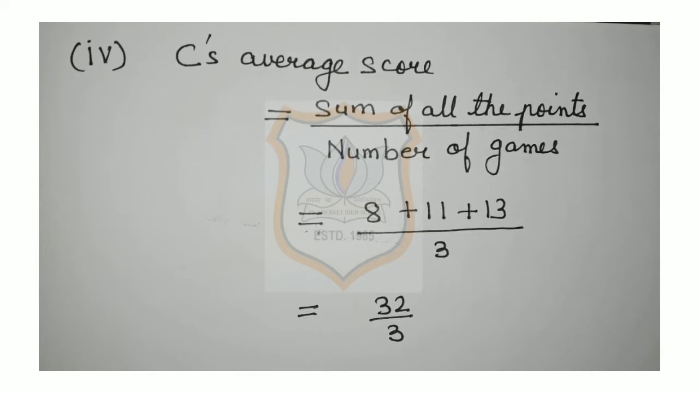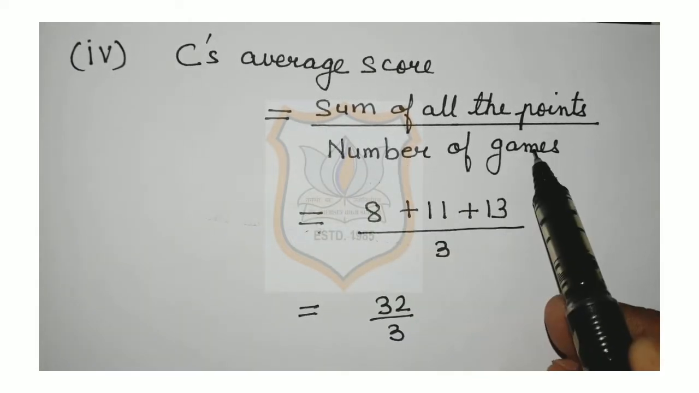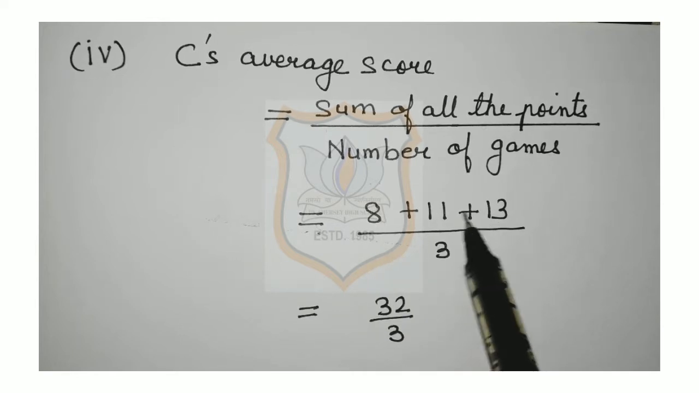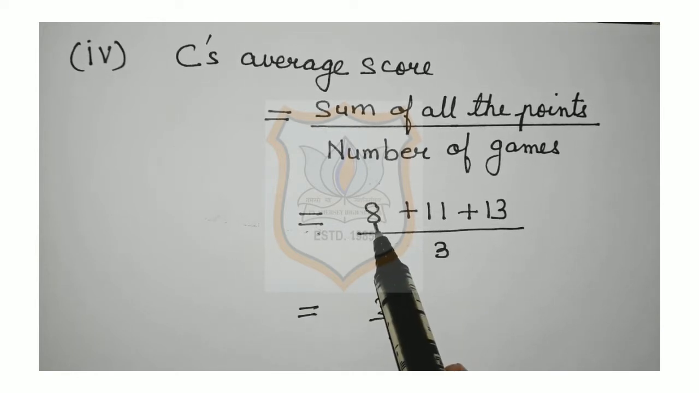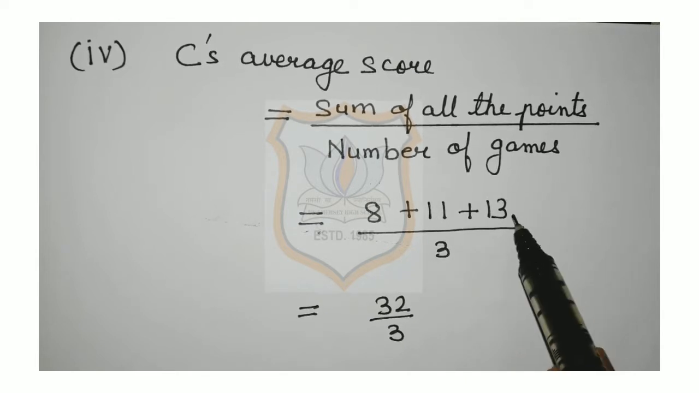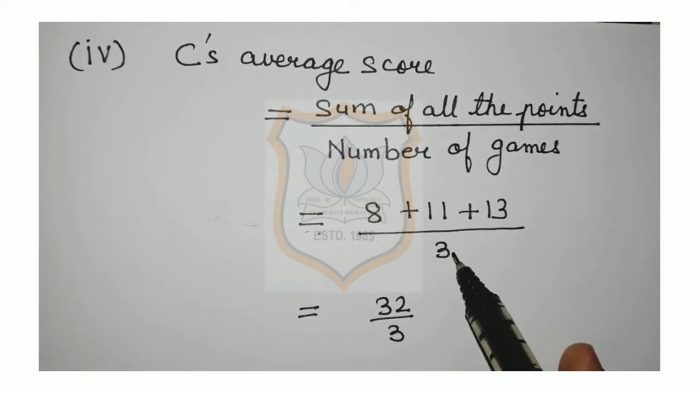To calculate C's average score, that is equal to the sum of all the points upon the number of games. The sum of all the points is 8 plus 11 plus 13. 8 points he scored in the first game, 11 points he scored in the second game, and 13 points he scored in the fourth game. He did not play the third game. So we will divide it by 3.